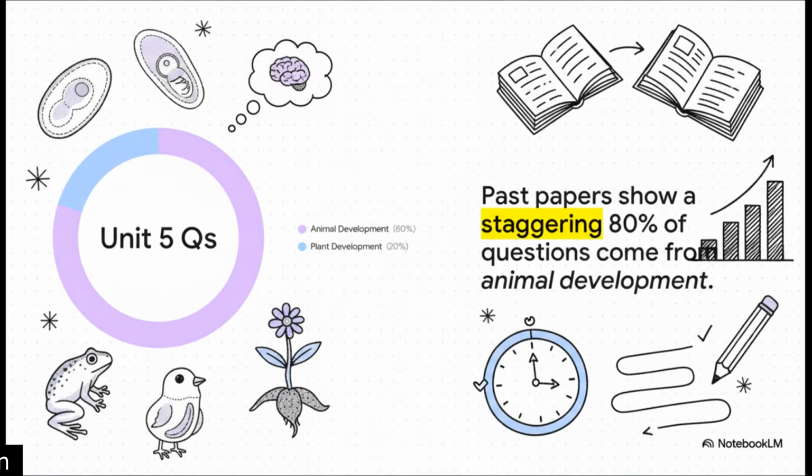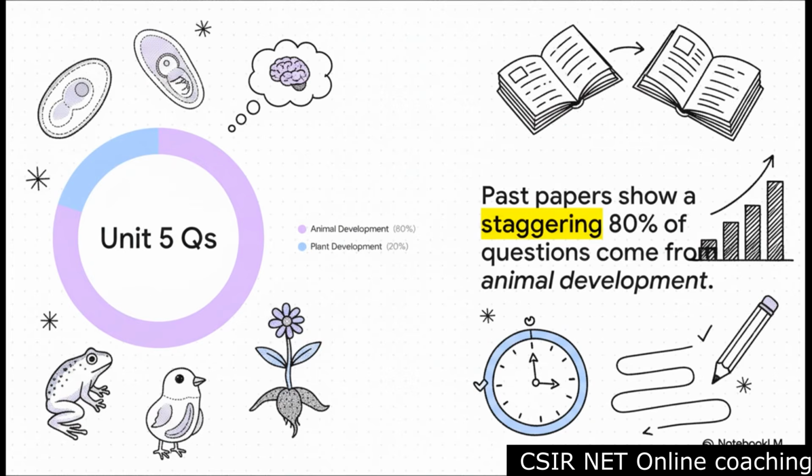When you analyze past exam papers, a whopping 80% of the questions come from animal development. Only 20% come from plant development. The syllabus might make them look equal, but the exam tells a very, very different story. This one piece of information should completely change how you plan your study time.